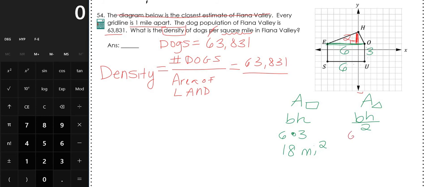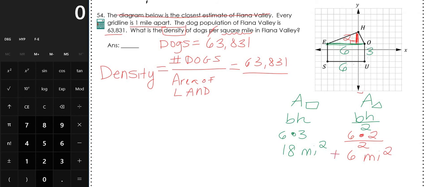So let's go ahead and do 6 times 2 divided by 2. You're going to get 20, oh, not 20, sorry. 6 times 2 is 12, divided by 2 is 6. So 6 miles squared for the area of the triangle.